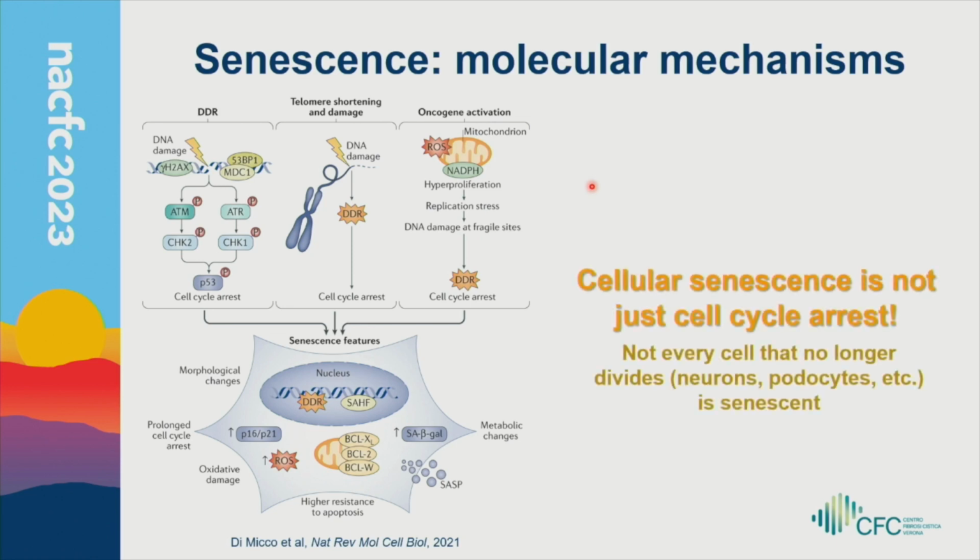But always bear in mind that cellular senescence is not just cell cycle arrest. We cannot describe cellular senescence by simply describing cell cycle arrest. Cellular senescence is a complex process that involves several pathways, and for sure, P53, P21, or P16 phospho-RB cell cycle arrest is mandatory to describe senescence, but we also have to check other biomarkers, including senescence-associated beta-galactosidase, the BCL pro-survival proteins, reactive oxygen species, and morphological changes.